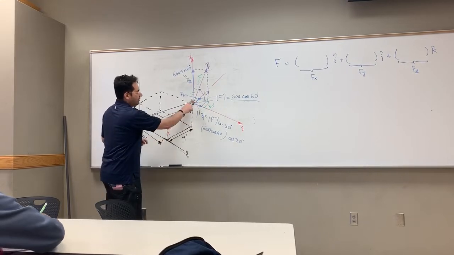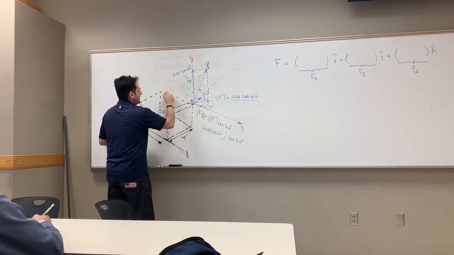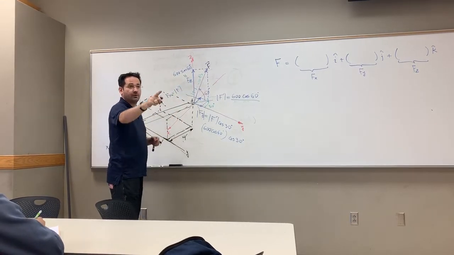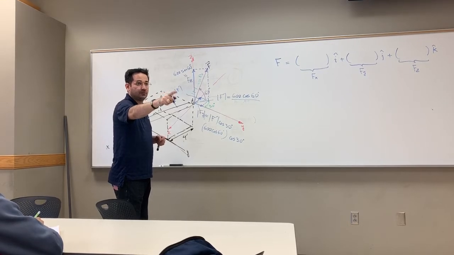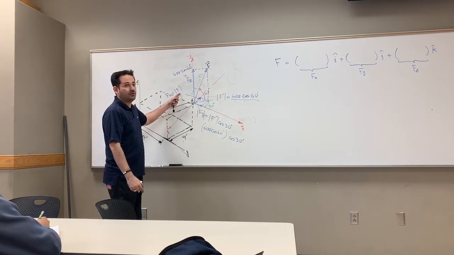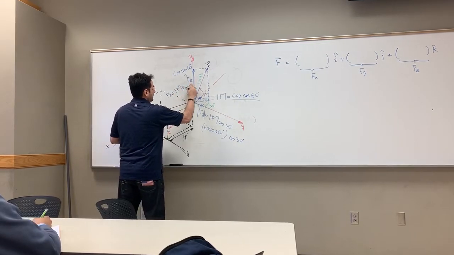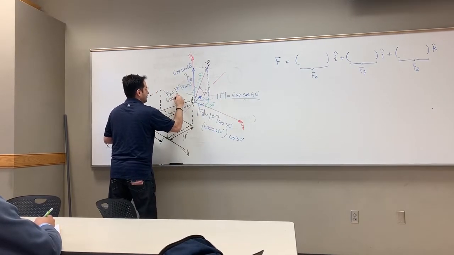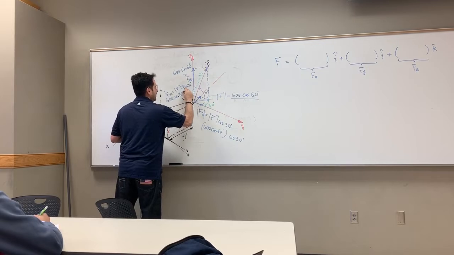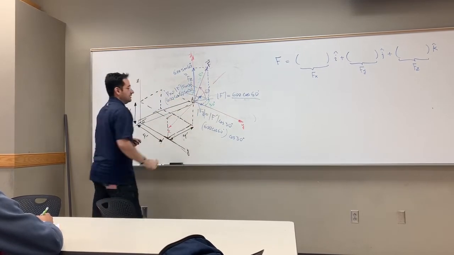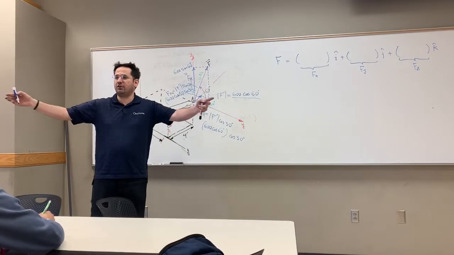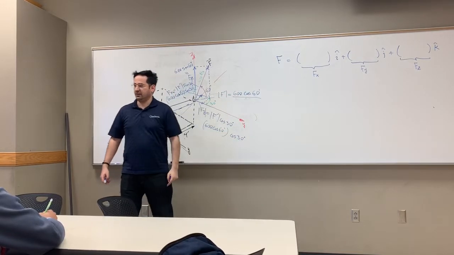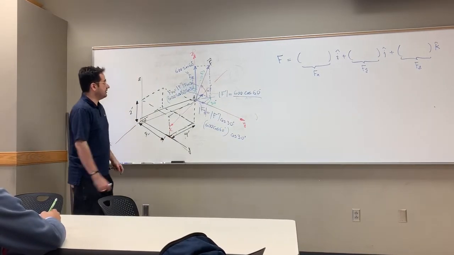Now let's go to this component, Fx. Fx is F prime times sine 30. And F prime is 600 cosine 60, so Fx is 600 cosine 60 times sine 30. So you see this long expression, some sine and cosine, comes from the fact that F prime is already 600 cosine 60. Now you have Fz.